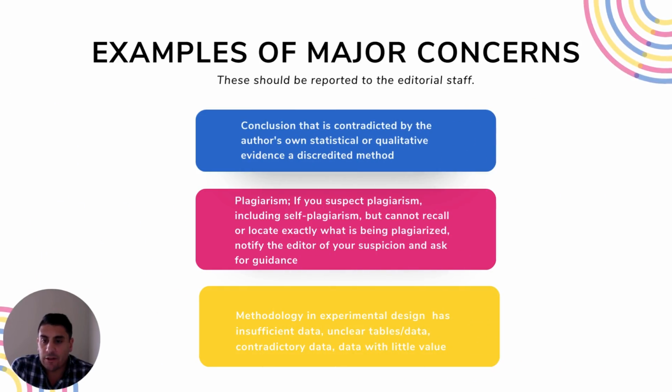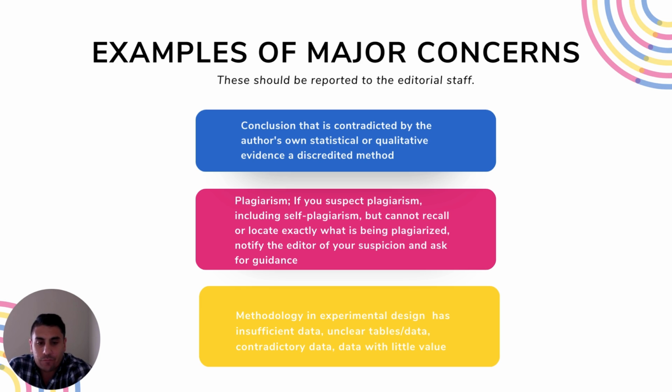If you identify major concerns within an article, these should be reported immediately to the editorial staff and editor. Examples of these are a conclusion that is contradicted by the statistical process and data presented in the work, the identification of plagiarism, and a methodology and experimental design that has insufficient data, unclear infographics, and contradictory data that contribute little or meaningless support to the study.